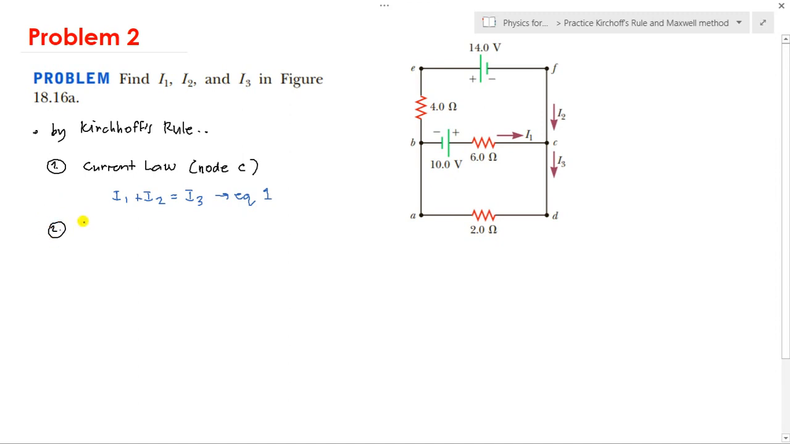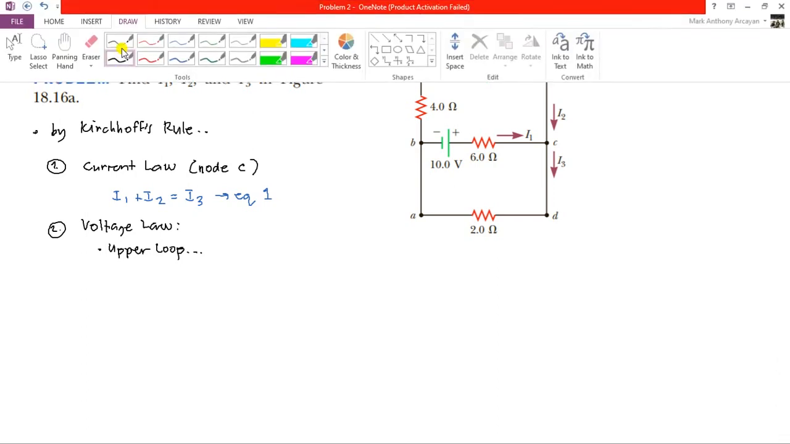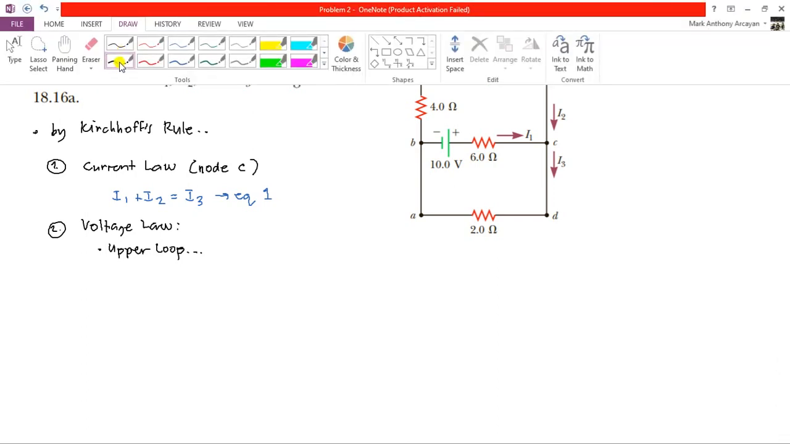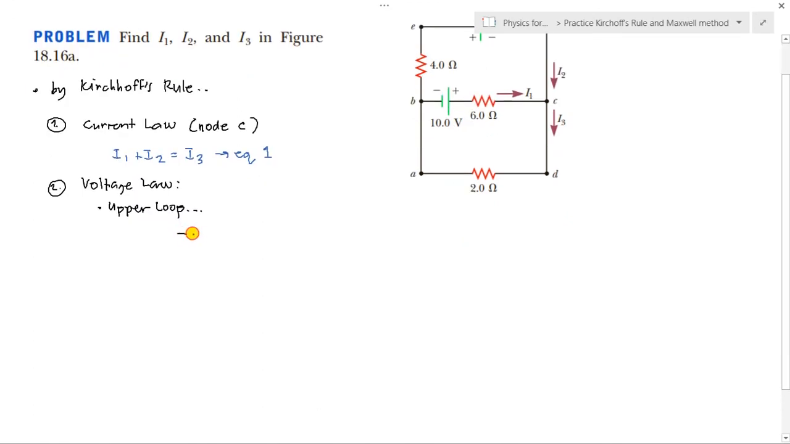So for the voltage law, we're going to consider first the upper loop. Let's draw our upper loop. We have here two power sources, a resistor, then the other resistor, and then the source of battery or source of power.